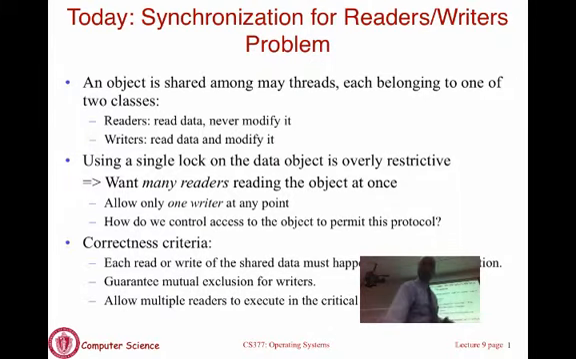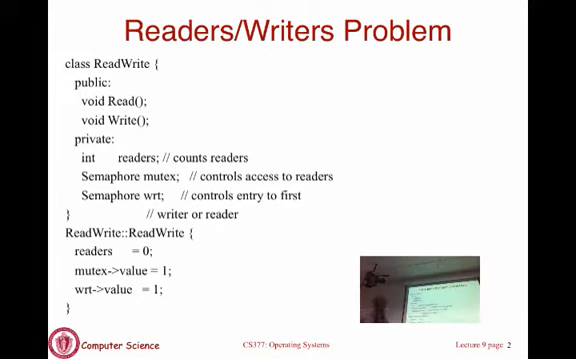Okay? So all good points. So now let's look at the solution. This is the reader-writer solution to the reader-writer problems. Initially, the number of readers is 0, and the number of writers you don't need to track, it's only 1.